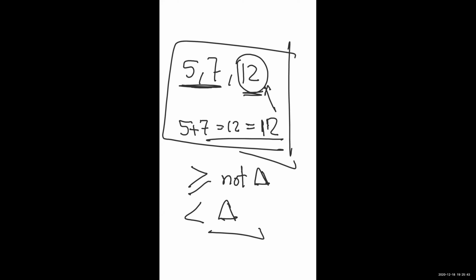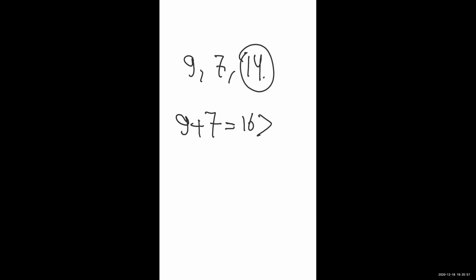Okay. If it's numbers like this, 9, 7, 14. Where is the greater? 14. So 9 plus 7 now equals 16. It's greater than 14. So this means it's a triangle. It's possible to draw a triangle with these sides.